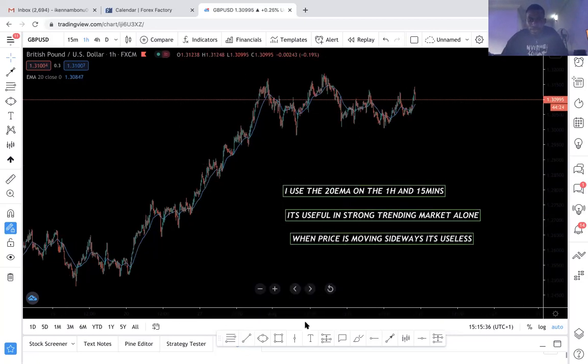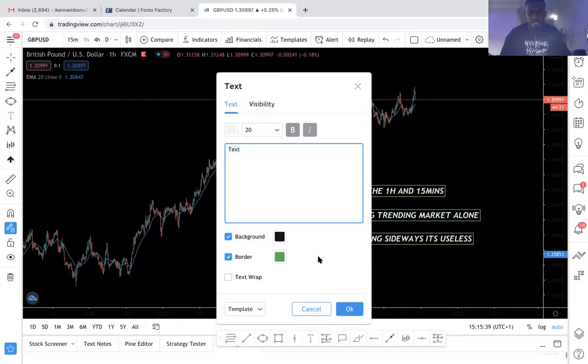And also, 20 EMA above price, downtrend. Okay, downtrend. 20 EMA below price, uptrend. Simple as this, guys. It's as simple as this.